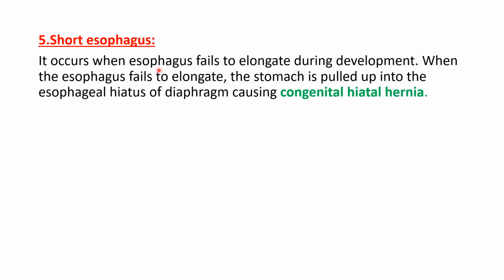Short esophagus. As we talked about in the sequence of the event, we said at first the esophagus is short, but later it elongates during development. So failure to elongate during development, you will get a short esophagus. And the esophagus is connected to the stomach. So when it fails to elongate, the stomach will be pulled up into the esophageal hiatus of diaphragm, and therefore we will have a congenital hiatal hernia.